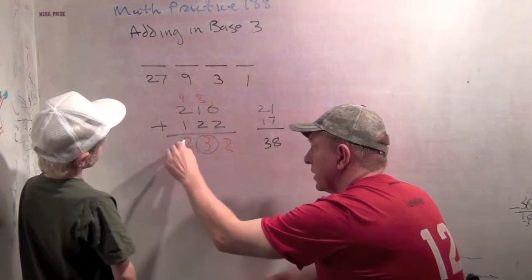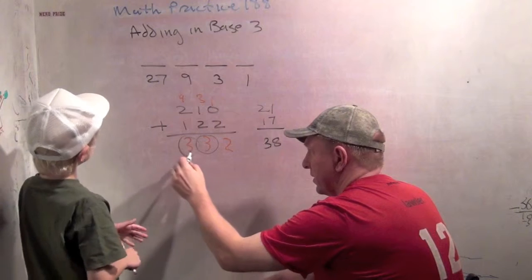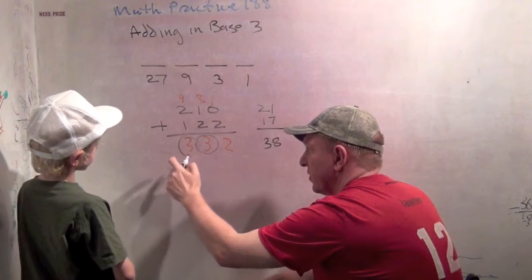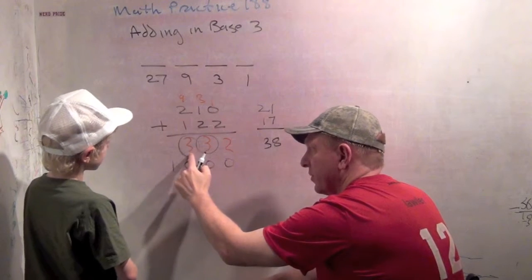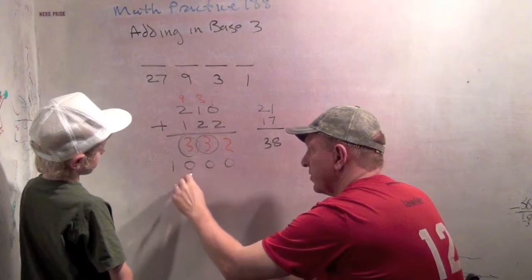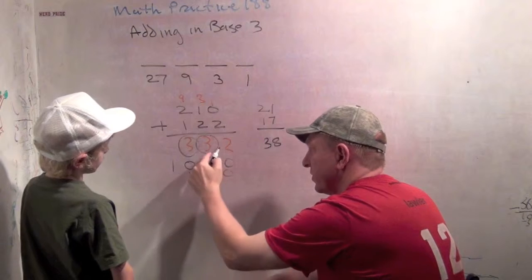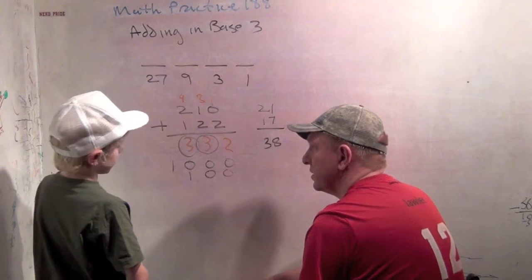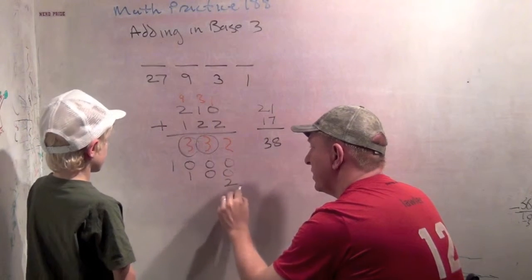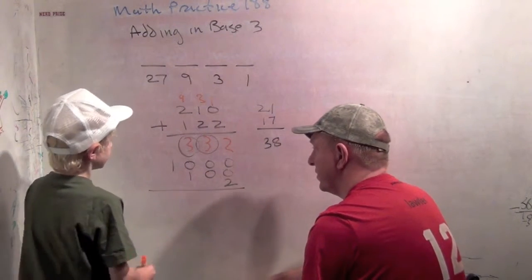This 3 can shift over, and it becomes a 1 in this 27. So this 3 becomes a 1, 0, 0, 0. That's that 3. This 3 becomes a 1, 0, 0. It shifts over 1. And what happens to this 2? Well, it just stays the same. So our new number is 1102.